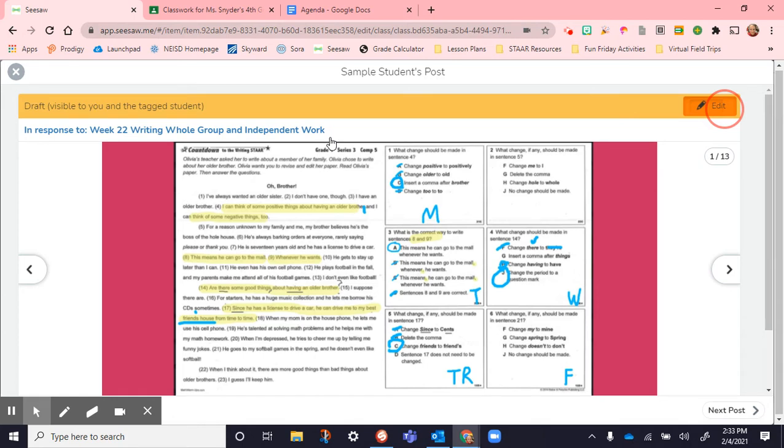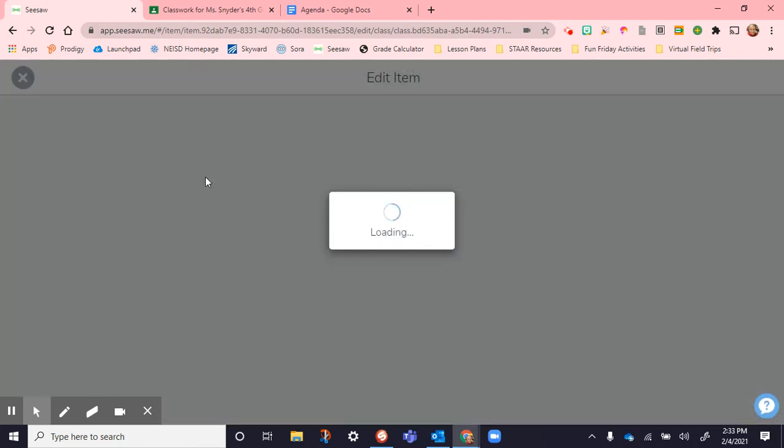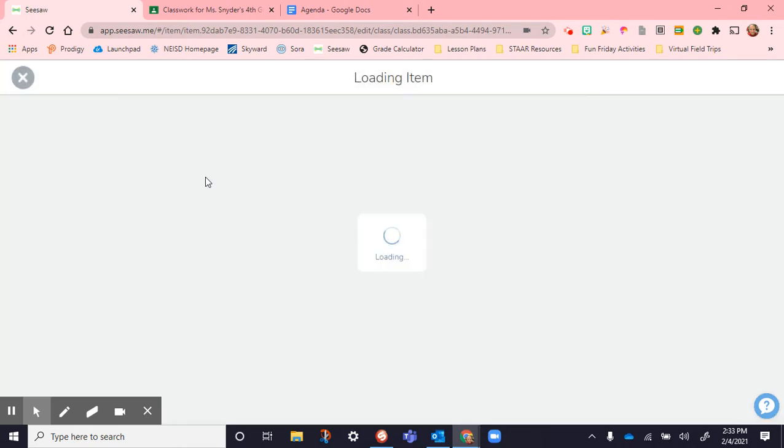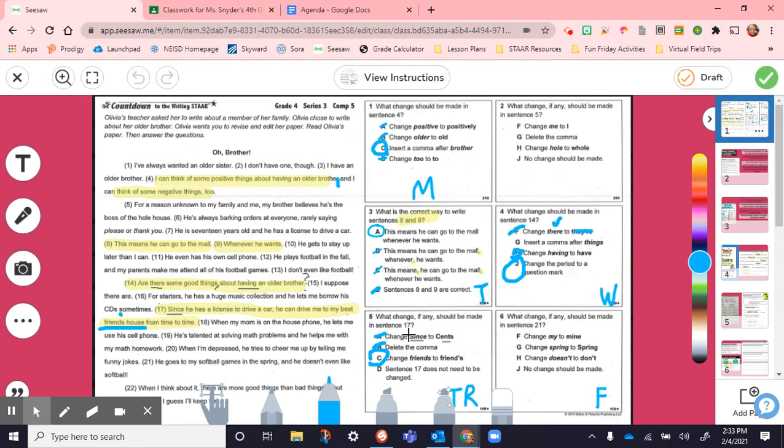All right, so we continued looking at Oh Brother, and today we looked at the Thursday question down here at the bottom. It says, what change, if any, should be made to sentence 17? So we came over here, and first things first, it tells us what sentence to go to. So we went to sentence 17 and highlighted it.